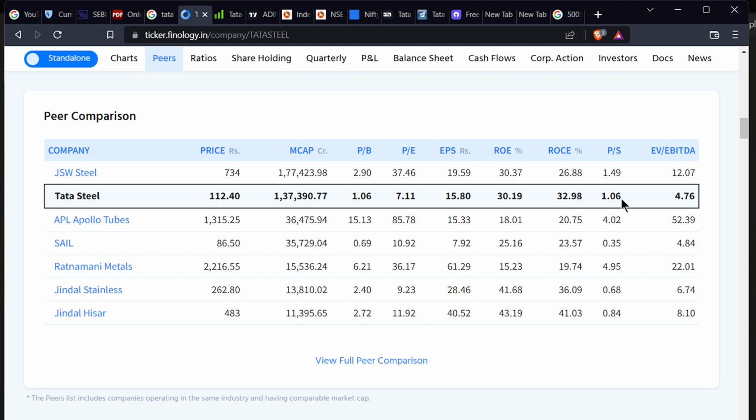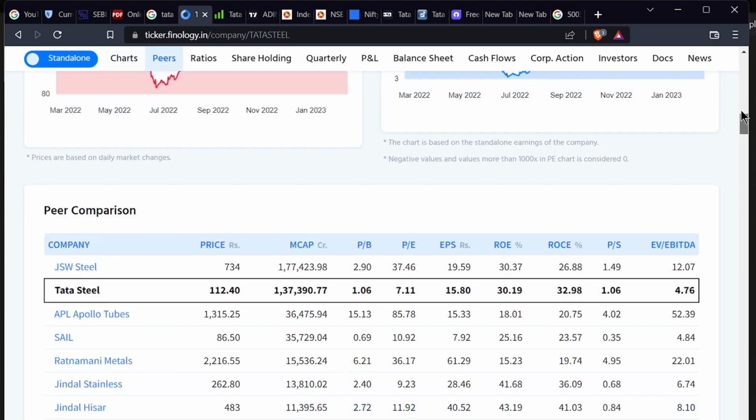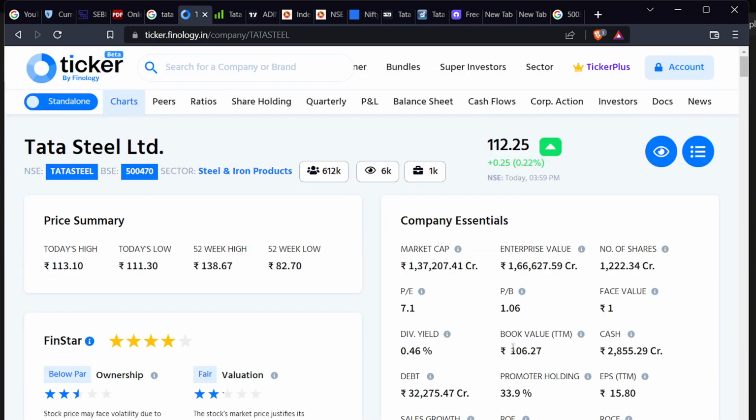So from this you will come to know whether the market price is in line with the actual price. If it is more than one, we'll call it overvalued. Okay, it is around one only, that's fine. So then you can see what the book value is here. Book value means, as I already told you, if the company sold everything, how much value per share you will get.